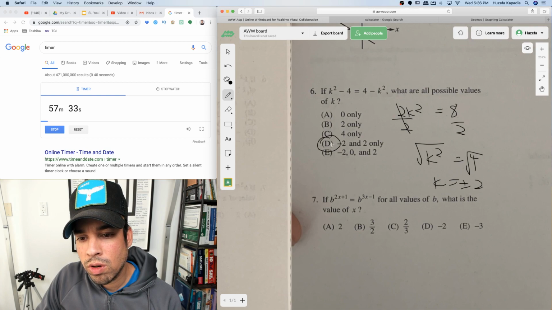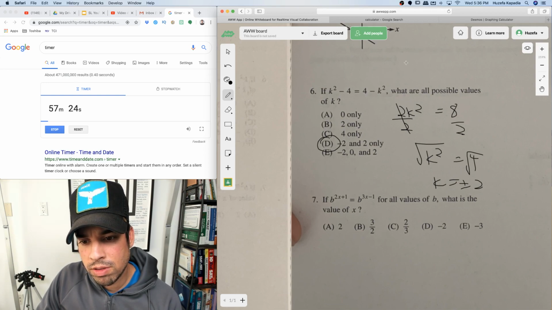Negative 2 and 2 only. I believe, yeah, not 0, because 0 would be negative 4 equals 4. Negative 2 works, and 2 works. That's it.